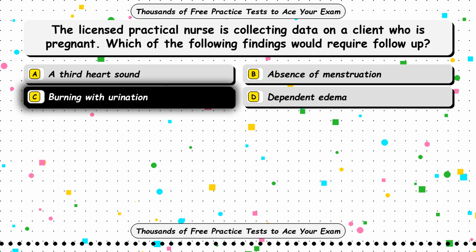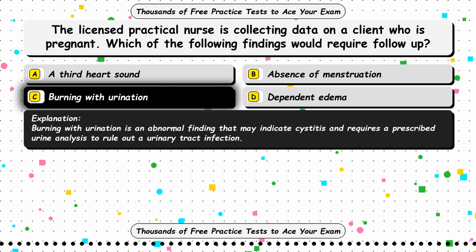The correct answer is option C, burning with urination. Burning with urination is an abnormal finding that may indicate cystitis and requires a prescribed urine analysis to rule out a urinary tract infection. Question 4.